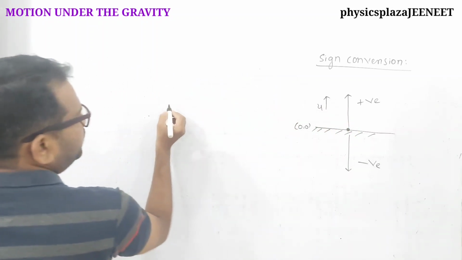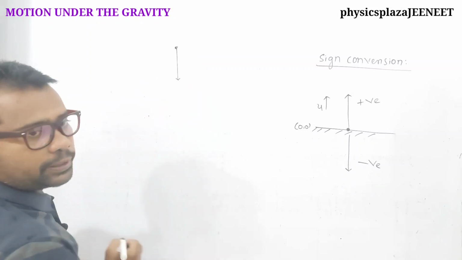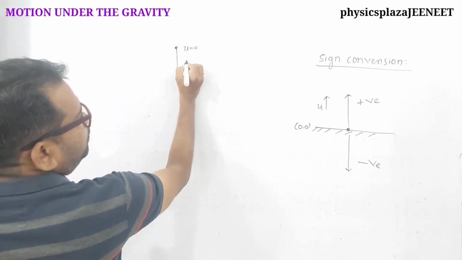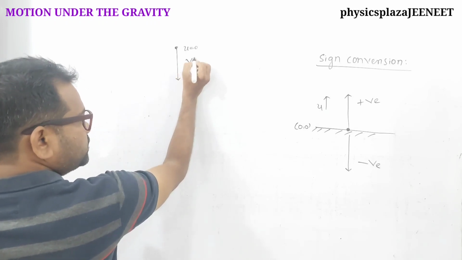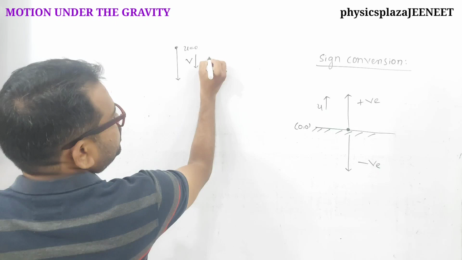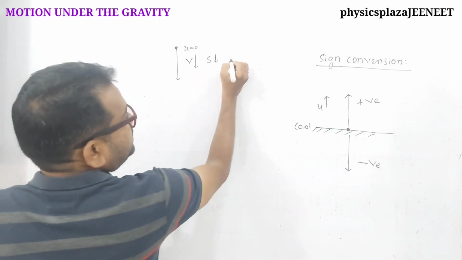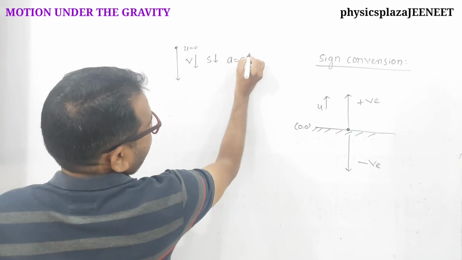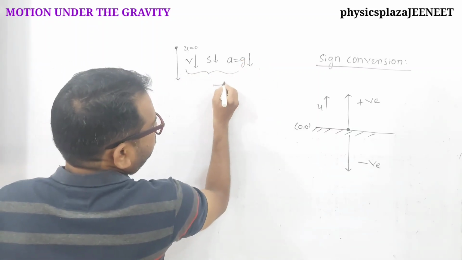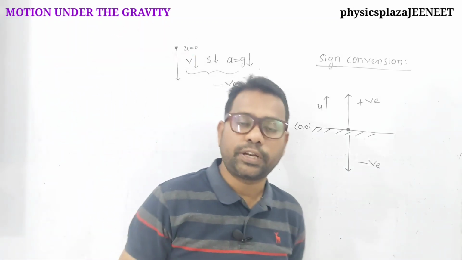So let us take a case where the body is falling freely. Here initial velocity is 0, but no problem, it has some velocity after some time. But velocity is in the downward direction, okay. Displacement also downward direction. Acceleration due to gravity also downward direction. These three are downward direction, so these three are going to be negative, because downward direction, right?